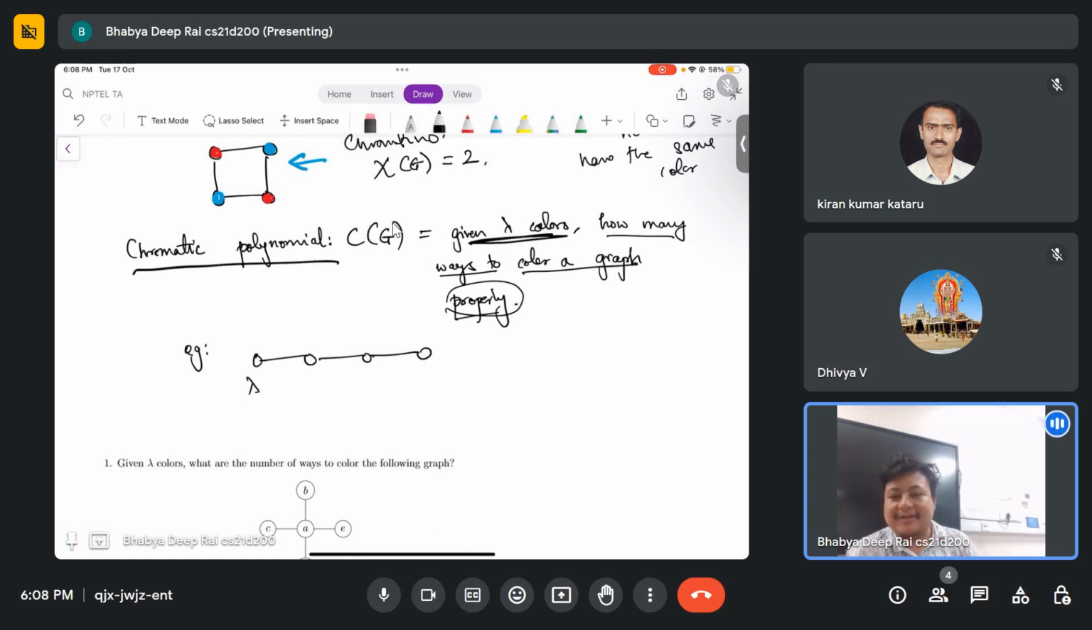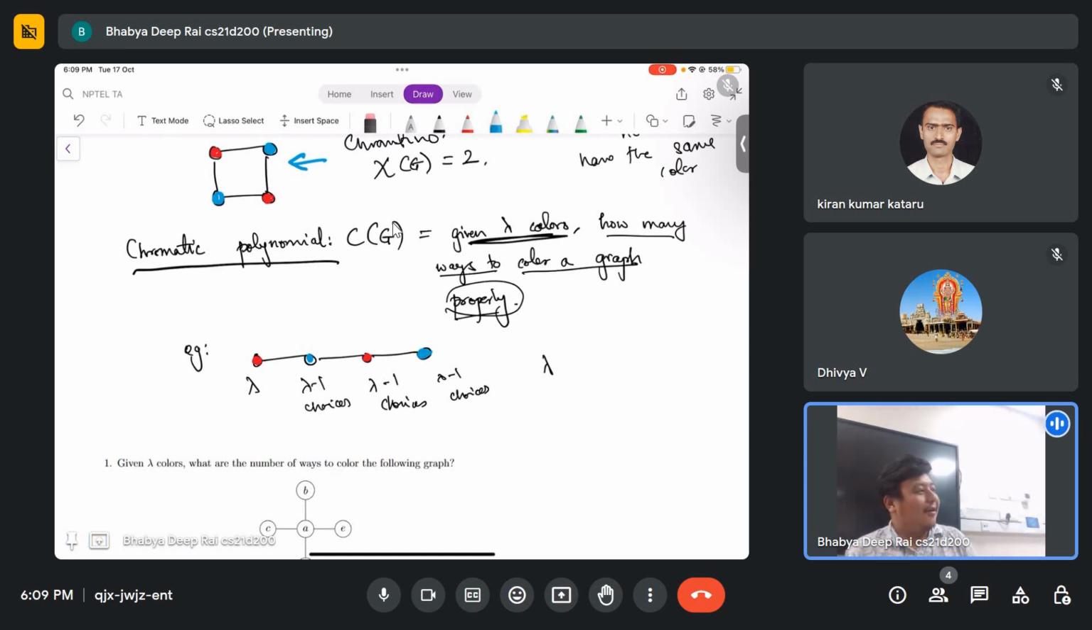So let's say I chose one of the lambda colors. Let's say I chose red, and I cannot use red here again, but I am allowed to choose from the remaining colors. So I have lambda minus 1 many choices here. From there, let's say I chose blue from the lambda minus 1 choices. Next, I cannot use blue, but I can choose red again, which means I have lambda minus 1 choices. So again, I have lambda minus 1 choices for the last vertex here. Why? Because I'm going to choose, let's say, blue.